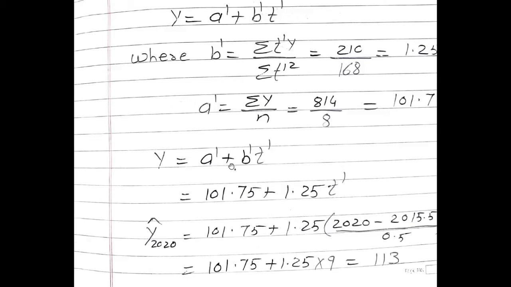So the equation can be written as y is equal to a dash plus b dash into t dash, that is equal to 101.75 plus 1.25 into t dash. Now we want to estimate the value for 2020. So 101.75 plus 1.25 into 2020 minus 2015.5 divided by 0.5. If you solve this bracket, the answer is 9. So 101.75 plus 1.25 into 9, the answer is 113. See the next example.